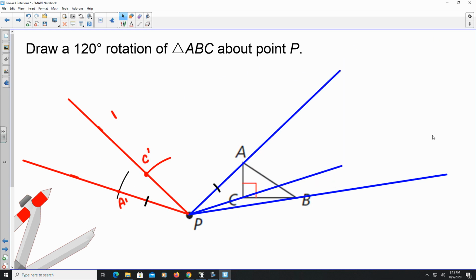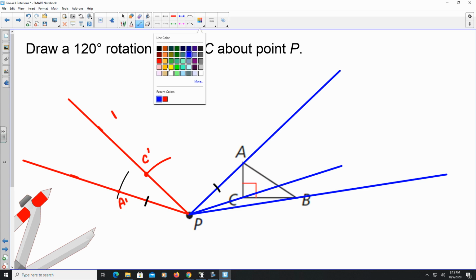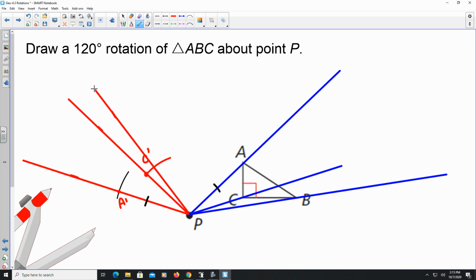Kind of done with this one for right now, so I'll just get that out of the way so we're not cluttering up my drawing. So now here is 120 degrees from that. That looks pretty good.